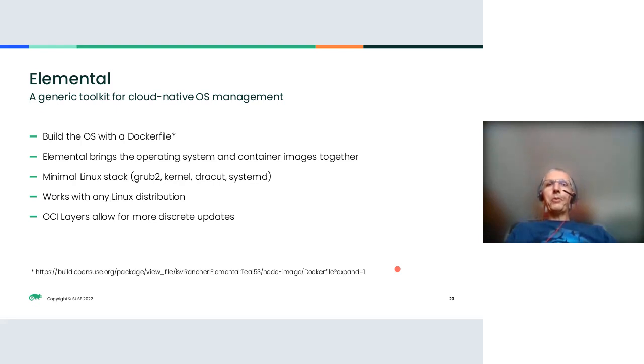Elemental brings the operating system and container images together. And that is the core marketing aspect of Elemental, that everything is a container image. And it really has a minimal Linux stack because it only relies on grub to boot, the kernel, dracut for initrd and the initial setup, and systemd. Of course, we have a couple of other things like bash or NetworkManager to set up networking. But at the end of the day, the application and Kubernetes only need these four core packages in order to boot and run on bare metal.